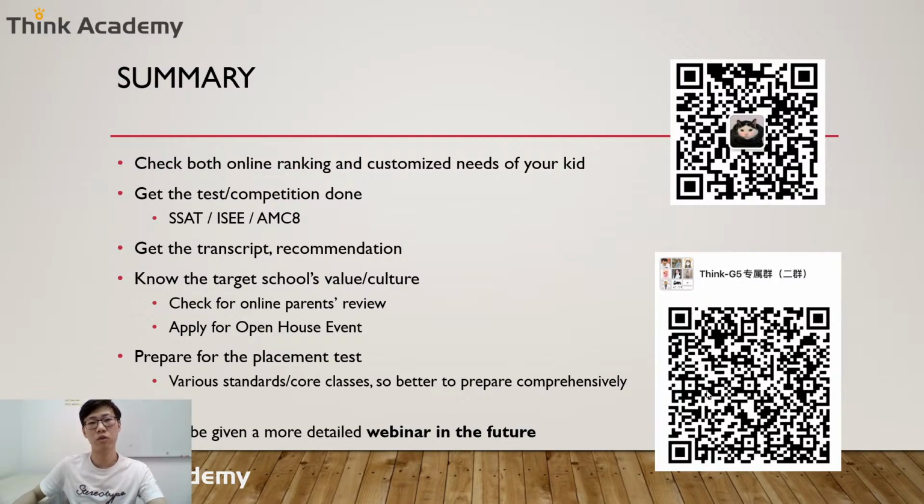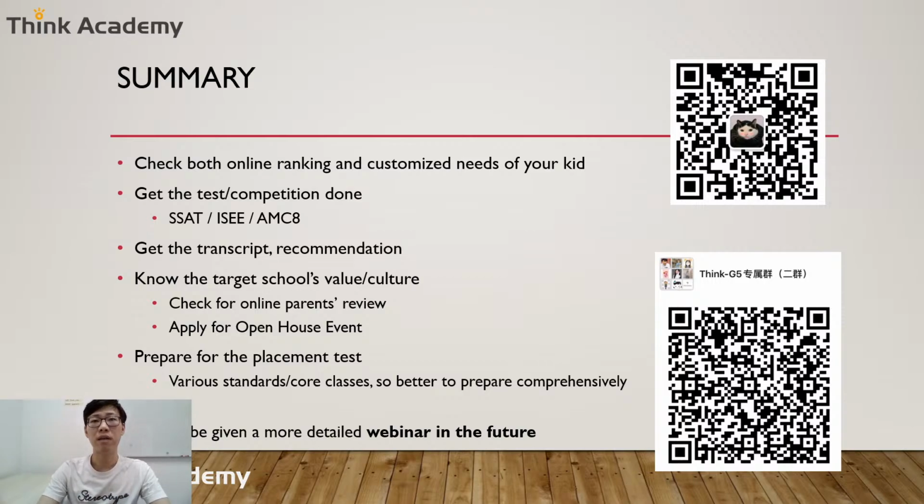You get the transcript and recommendation, which is the typical paperwork for the elementary school. But the most important thing is to know the target school. Do its values and culture fit your kid? You solve that question using the open house event. Make sure to check the dates for each school. Sometimes they need an appointment, sometimes it has a fixed date.